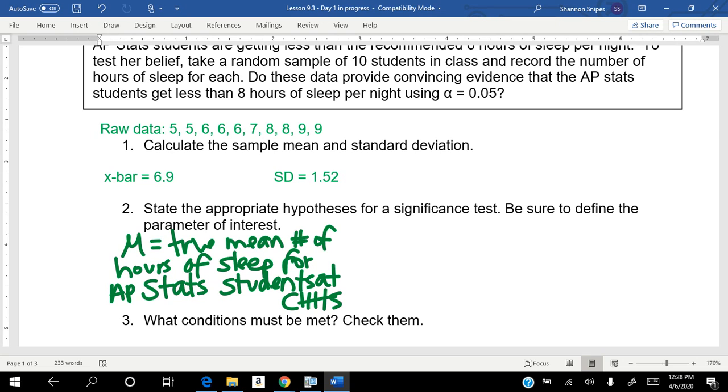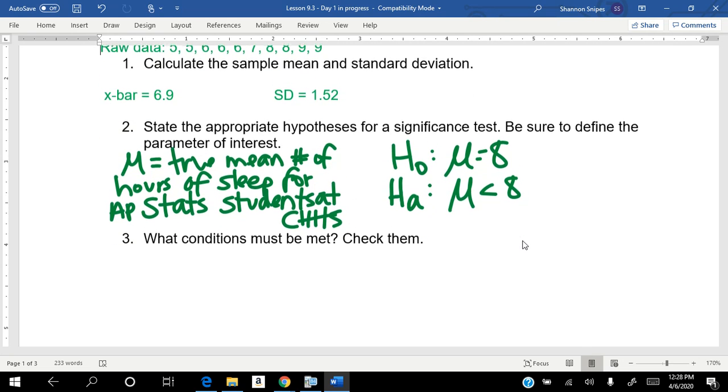All right, so your null hypothesis. What is the recommended number of hours? 8. Your alternative? I think it's less than 8. And we're going to run a sample. Now, look, even our sample average of 6.9 thinks it's less than 8, but we'll see.